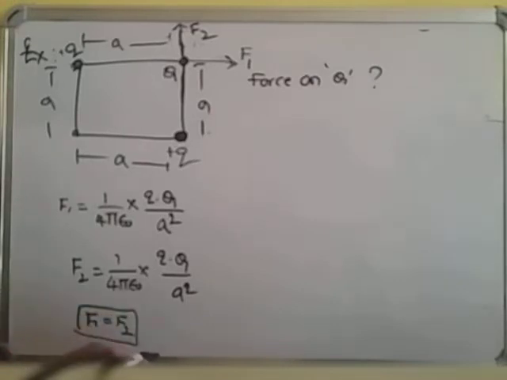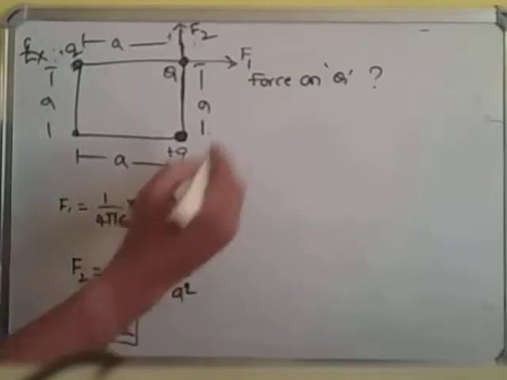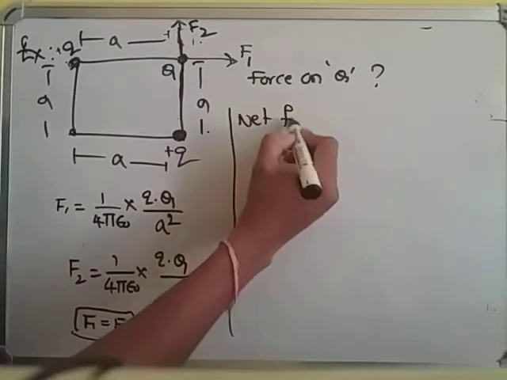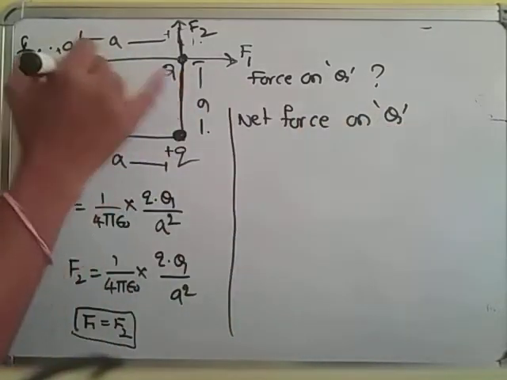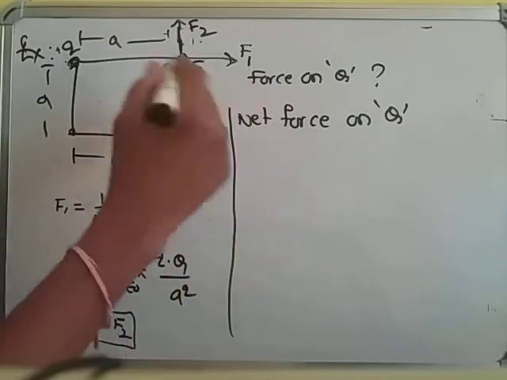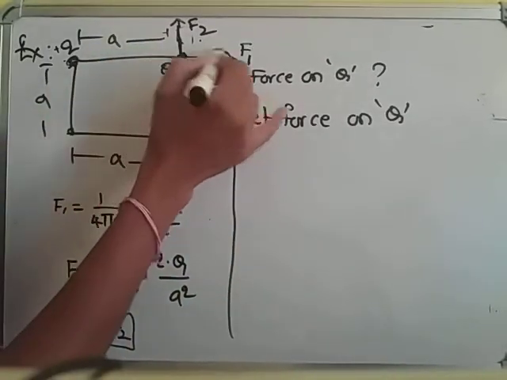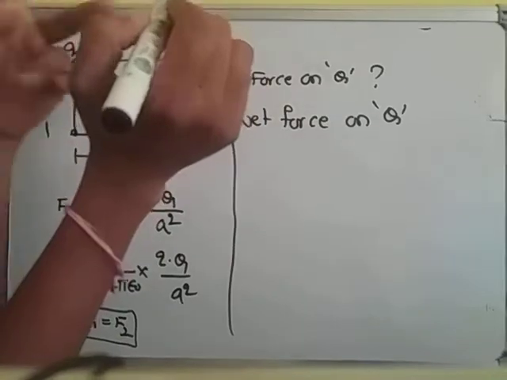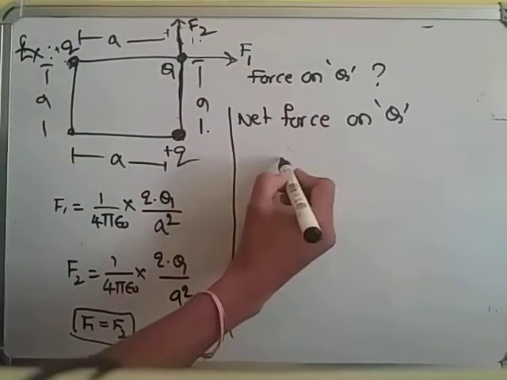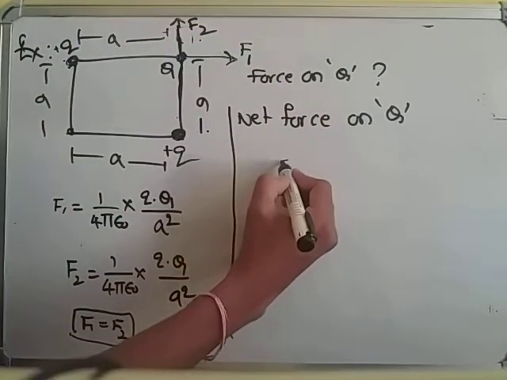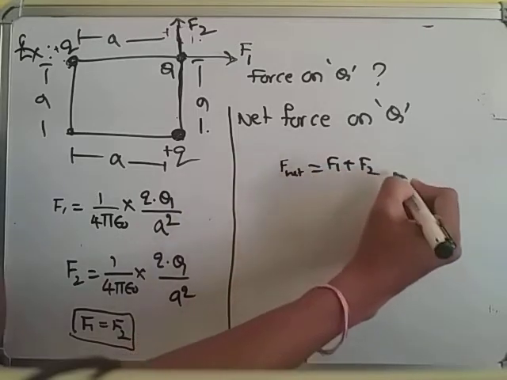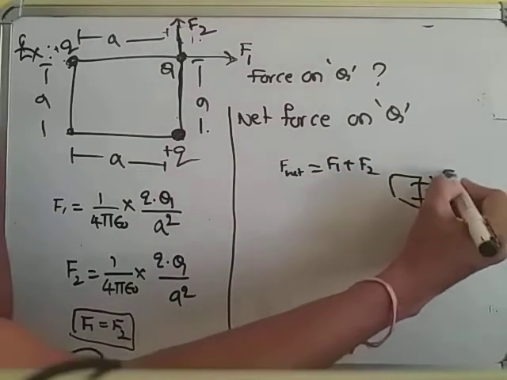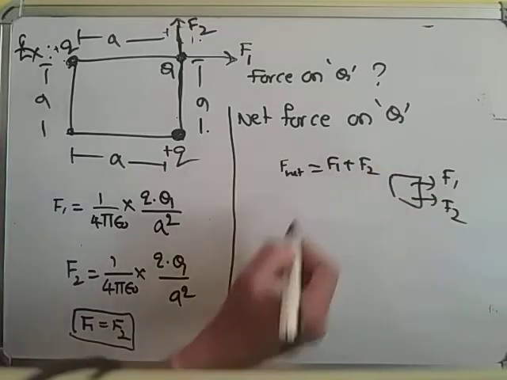Now I want to find out the net force, the total force on capital Q charge, applied by the two small q charges. How to find out the net force? These two forces are not along the same direction. One thing you should remember: if the forces are along the same direction, the total force will become F1 plus F2. If the two forces are along the same direction, we have to add them.